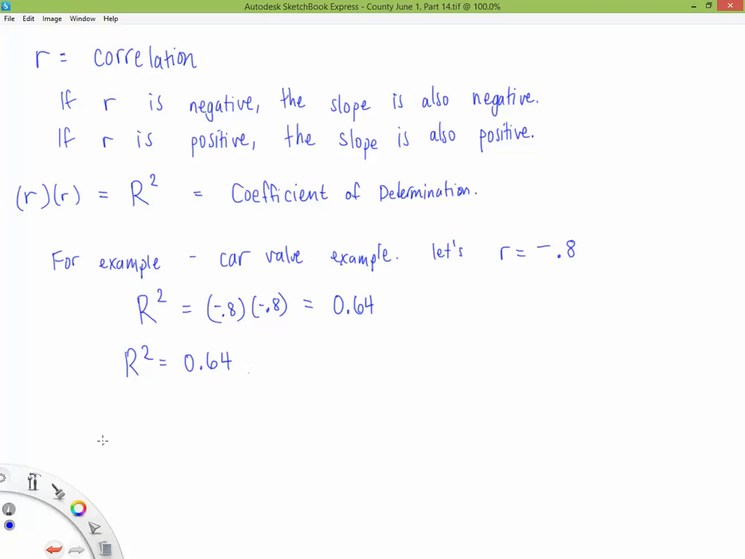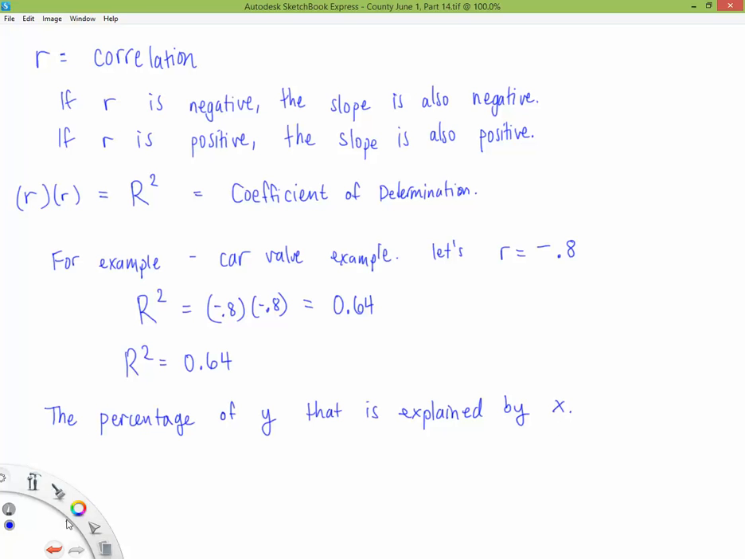All right, and this is a loose interpretation, but it's the most layman interpretation that I can give for R squared. It is the percentage of y that is explained by x. So just write that down: the percentage of y that is explained by x.